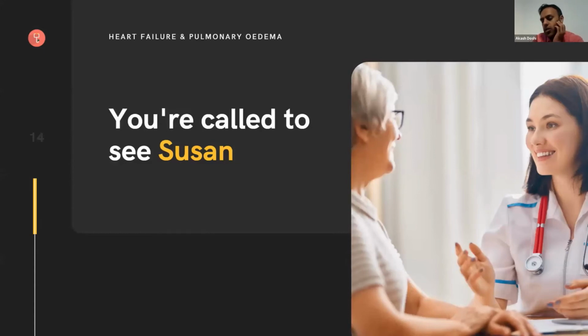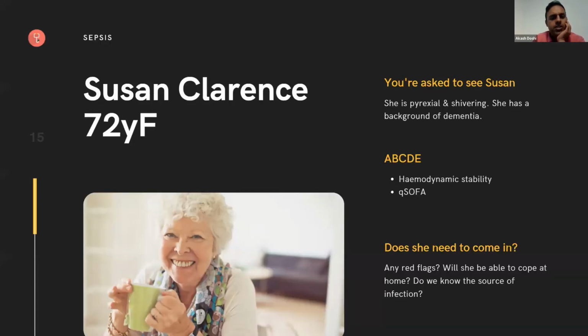That's the theory part. What we're going to do now is apply it to the practical part, to our lovely patient called Susan. So Susan's a 72-year-old. She's so, so lovely. Look at her with that cup of tea, ready to offer it to anyone who comes and visits. You're asked to see Susan, and she's pyrexial and shivering. She's got a background of dementia. So already we're worried about her, because dementia in itself is going to make Susan a little bit more frail, and so she's going to have a much worse chance of fighting this infection. If she had type 2 diabetes on top of that, or a condition with kind of end stage, like chronic kidney disease or heart failure, that would be even more worrying.